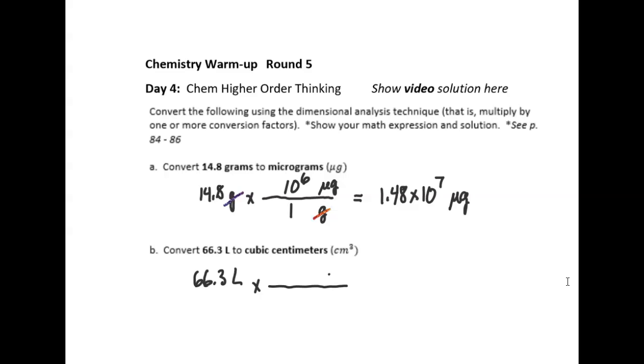First, let's change to milliliters from liters. There are 1,000 milliliters in 1 liter. These labels cross-cancel. Next, let's change from milliliters into cubic centimeters. Write multiply and draw another fraction line. We're changing from milliliters, so that goes on the bottom. We're changing into cubic centimeters, that goes on the top.